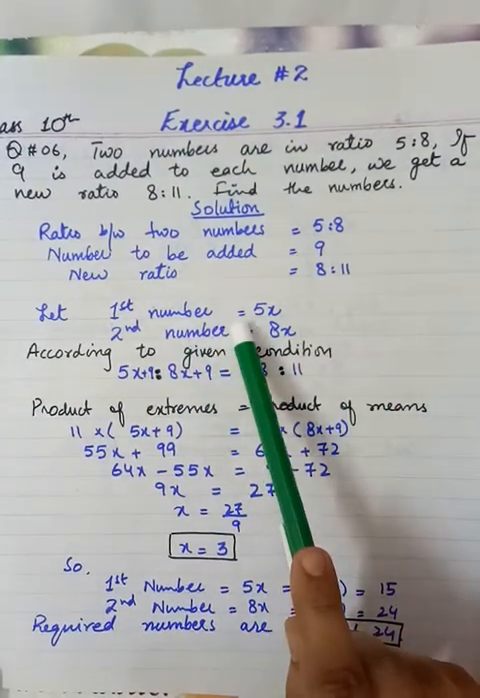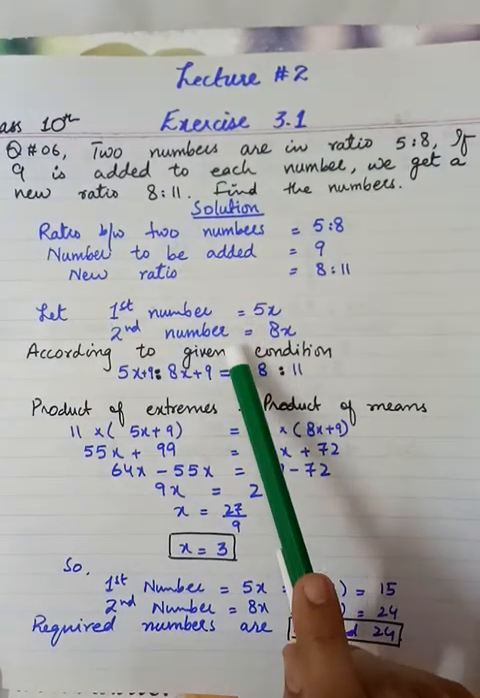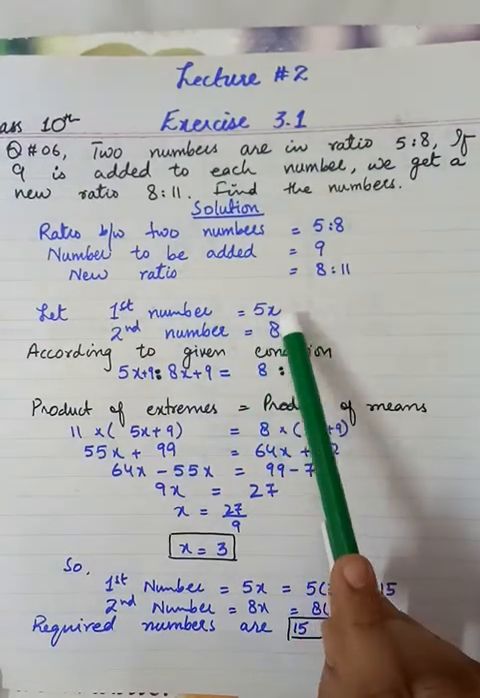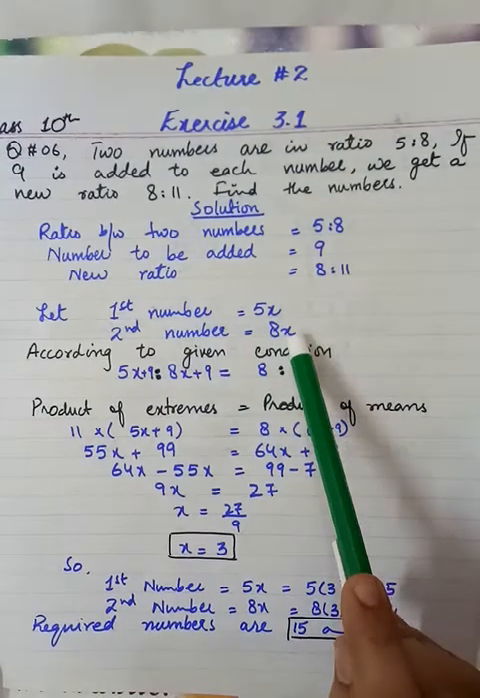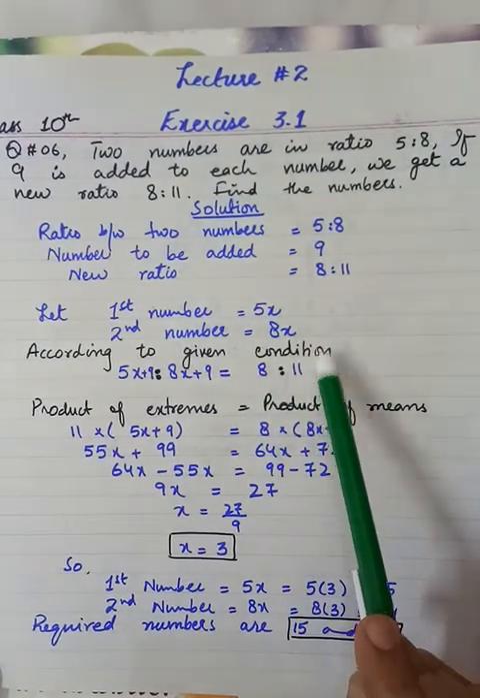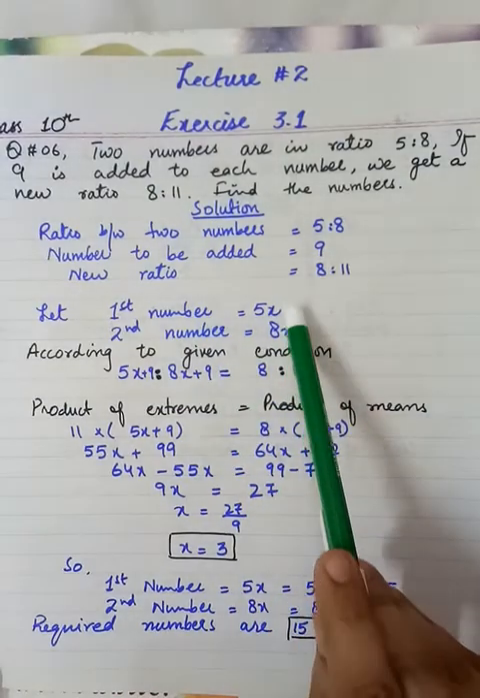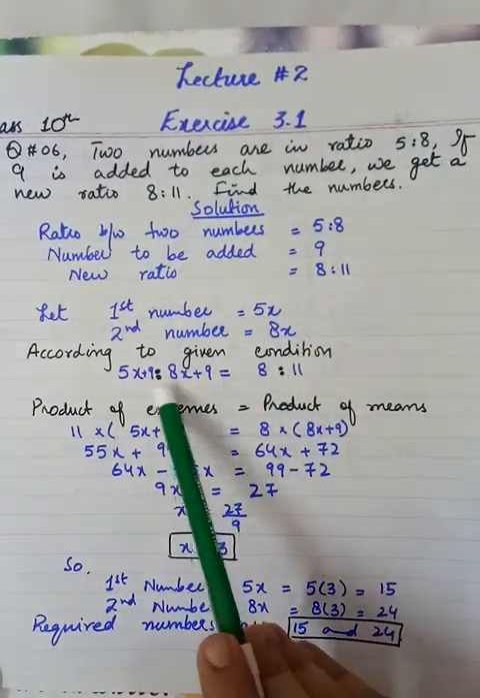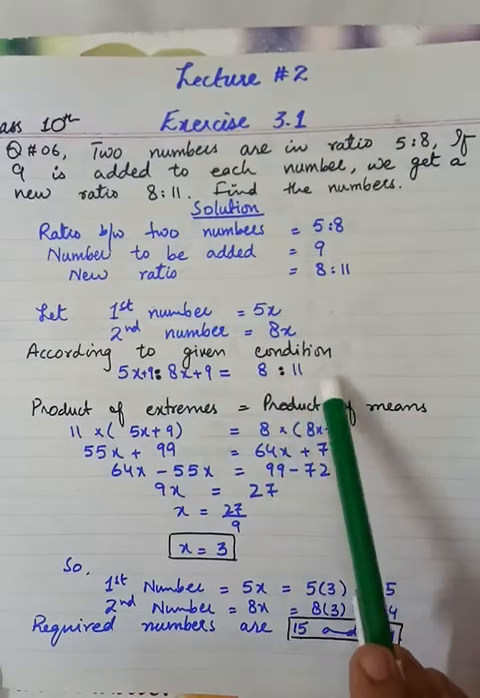We have to let first number and second number, both the numbers we have to let for the solution. Let first number is 5x and second number is 8x. According to the given condition, in the numbers we have to add 9 in both the numbers and get new ratio 8:11.